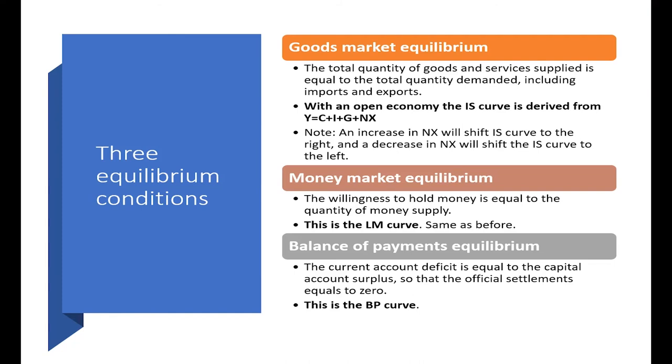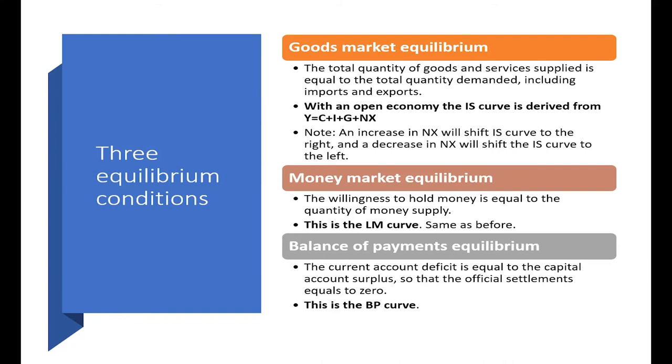Okay, so when exports exceed imports, it means that NX is positive. That is a credit, that is a surplus in the current account. This would shift the IS curve to the right. On the other hand, when imports exceed exports, the NX here is now entered as a negative. That is a debit, that is a deficit in the current account, and that would shift the IS curve to the left. So increases in NX shift the IS curve to the right, decreases in NX shift the IS curve to the left. That's the goods market equilibrium.